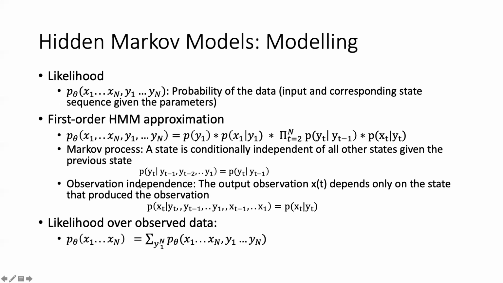And one more assumption is observation independence. The output observation xt depends only on the state that produces the observation, which is indicated by the probability of xt given yt. Given yt, xt is conditionally independent of all the previous states yt minus 1 to y1, and all the previous observations xt minus 1 to x1. So this is observation independence.